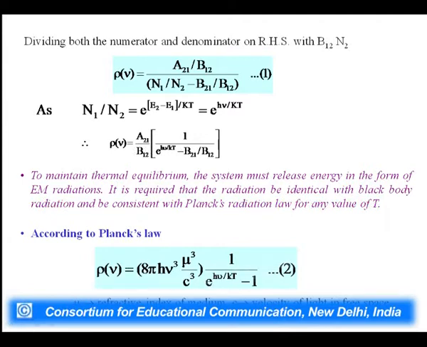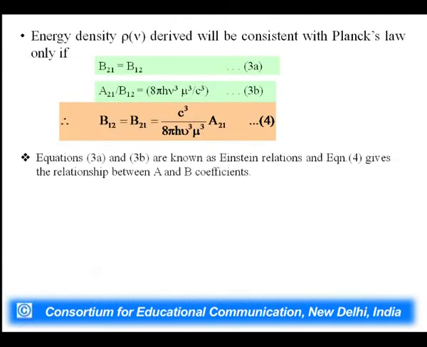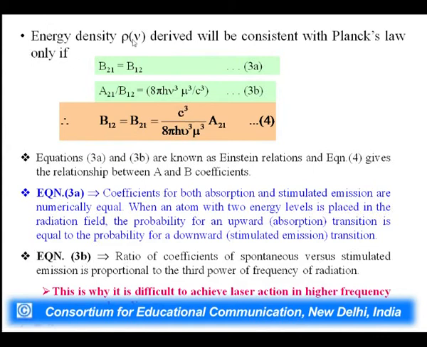Here mu is defined as the refractive index of the medium and c is the velocity of light in free space. By using this equation, we solve the above equation, where the energy density rho nu derived will be consistent with Planck's law only if B21 is equal to B12. Then B21 divided by B12 is equal to 8 pi h nu cube mu cube divided by c cube, defined by equation number 3b. If these two are equal, then B12 is equal to B21.